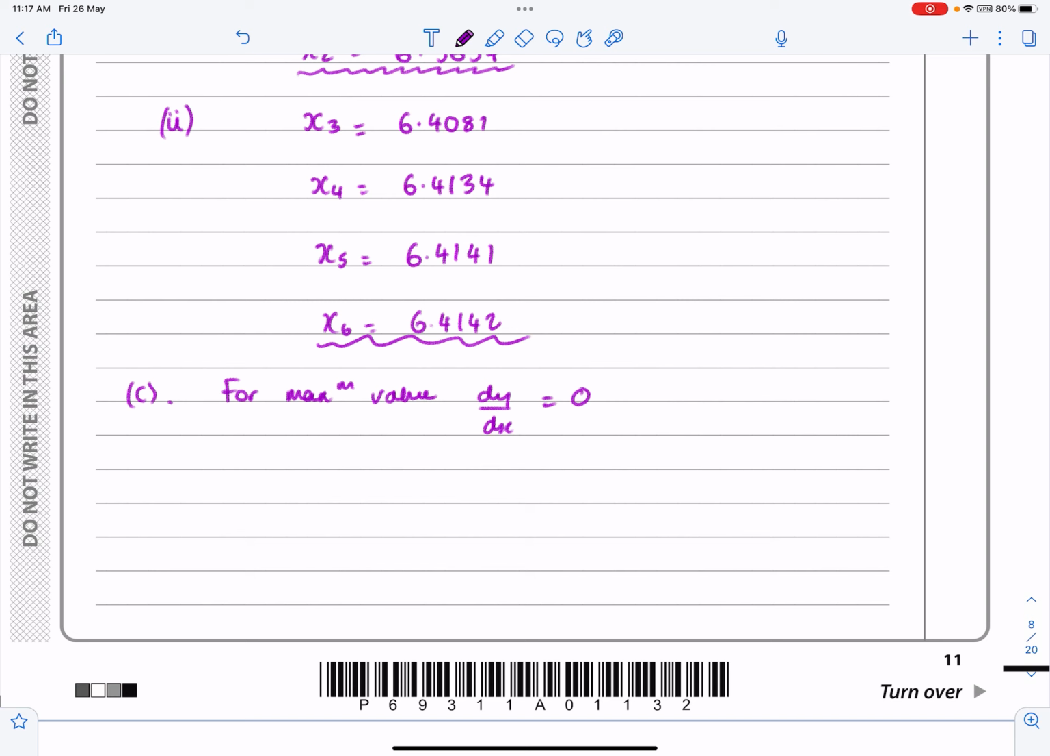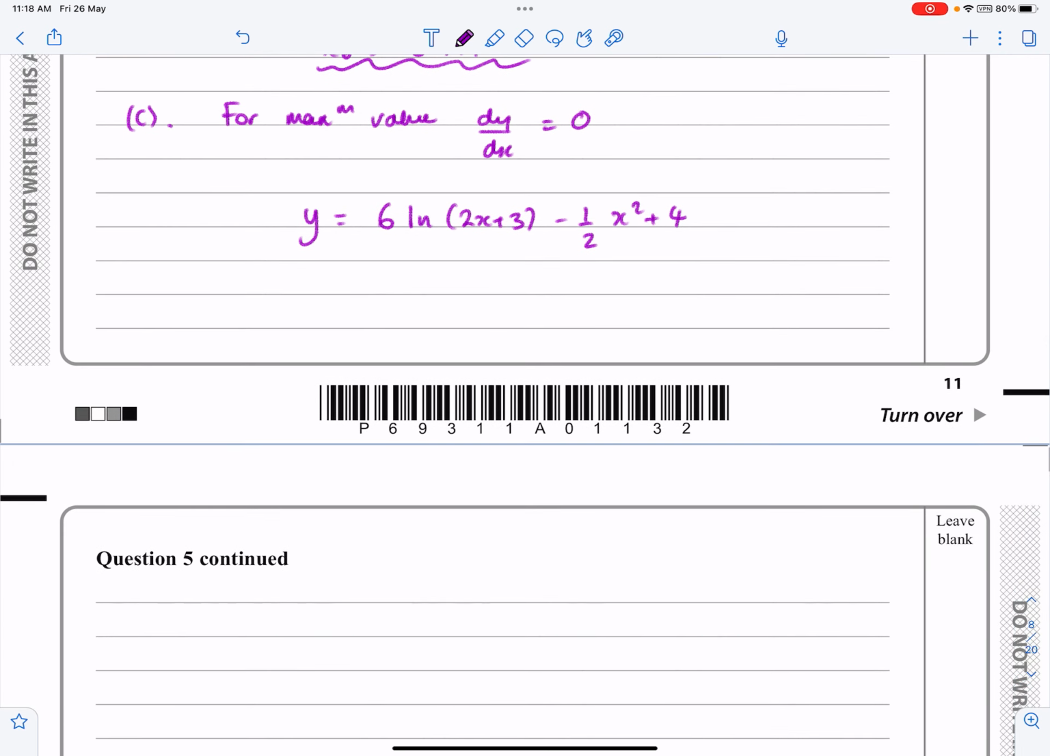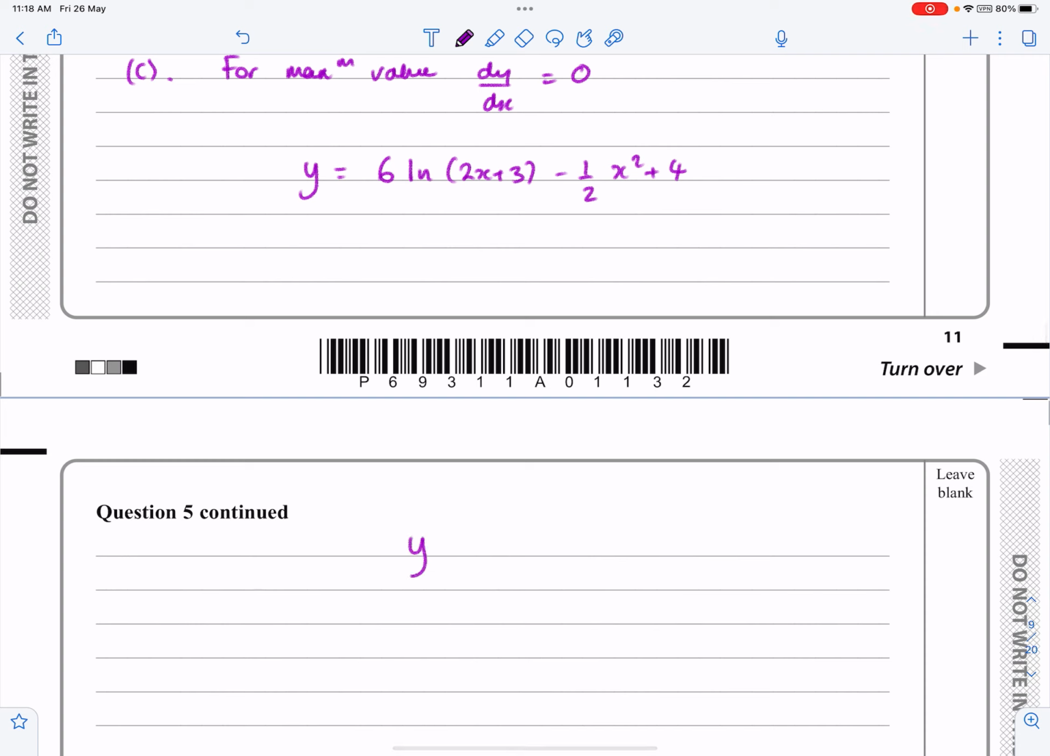So what I've got to do is to be able to differentiate my function. Let's remind ourselves of what the function was. Y equals 6 log 2x plus 3 minus a half x squared plus 4. And what I'm going to need to do is to get dy by dx.